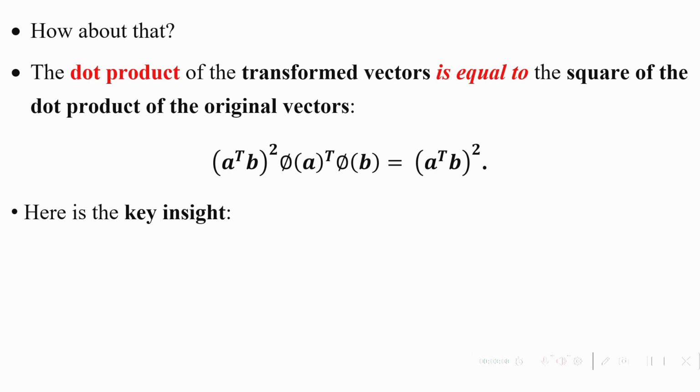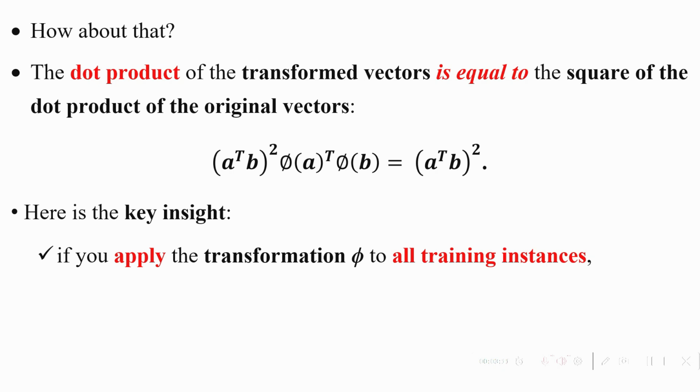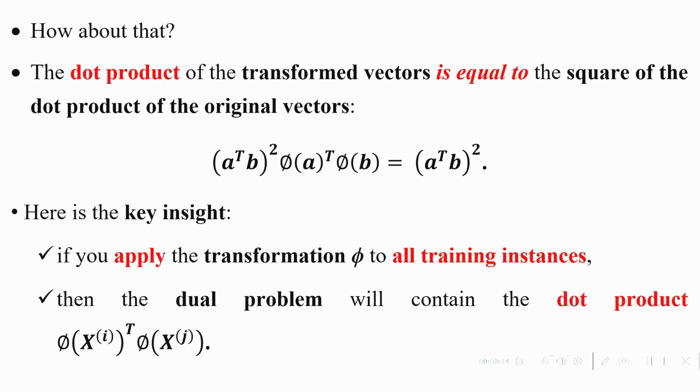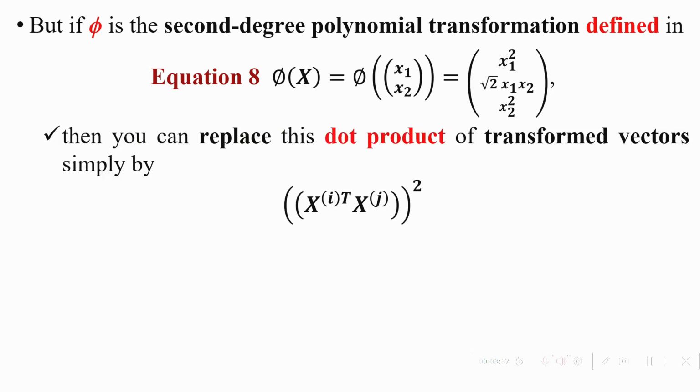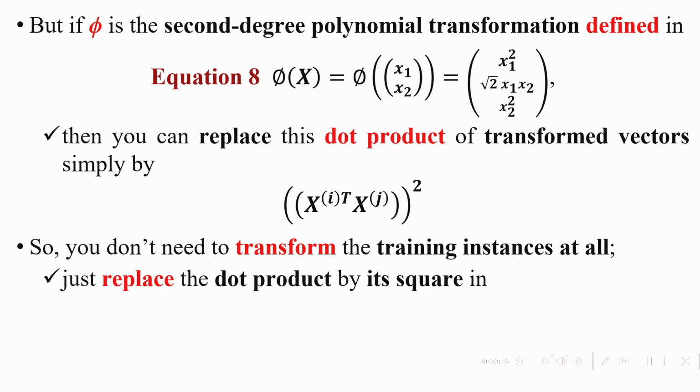The key insight is that if you apply the transformation phi to all the training instances, then the dual problem will contain the dot product phi of xi transpose phi of xj. If phi is the second degree polynomial transformation defined in the equation, phi of x1, x2 equals x1 square, square root of 2 x1 x2, x2 square, then we can replace this dot product of transformed vectors simply by xi transpose xj whole square. So you don't need to transform the training instances at all.